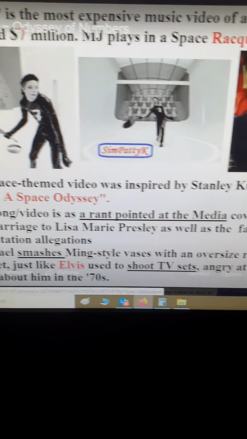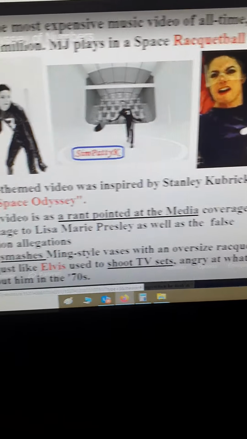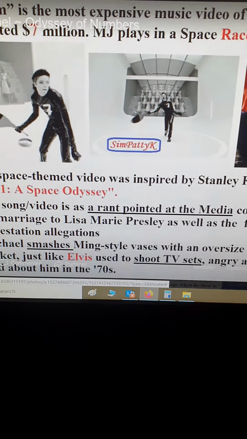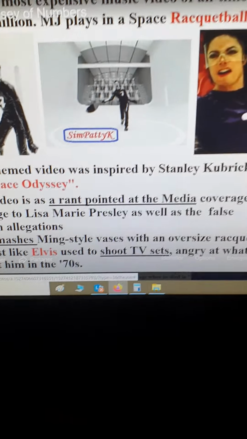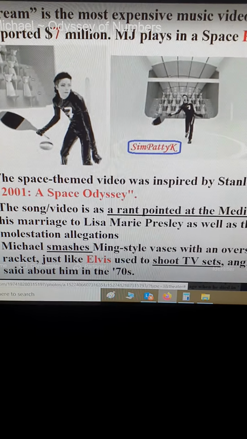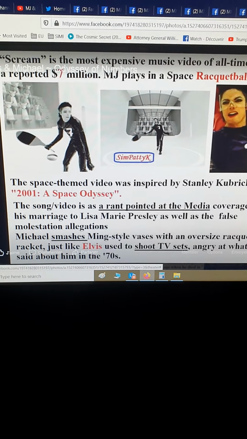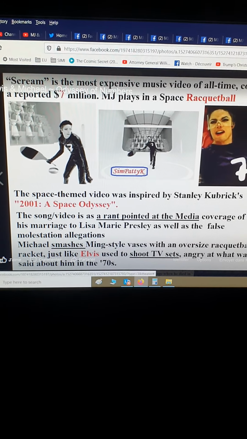The song and video is a rant pointed at the media coverage of his marriage to Lisa Marie Presley, as well as the false molestation allegations. Michael smashes Ming-style vases with an oversized racquetball racket, just like Elvis used to shoot TV sets, angry at what was said about him in the 70s. So guys, this is like in your face. It can't be more obvious than this.